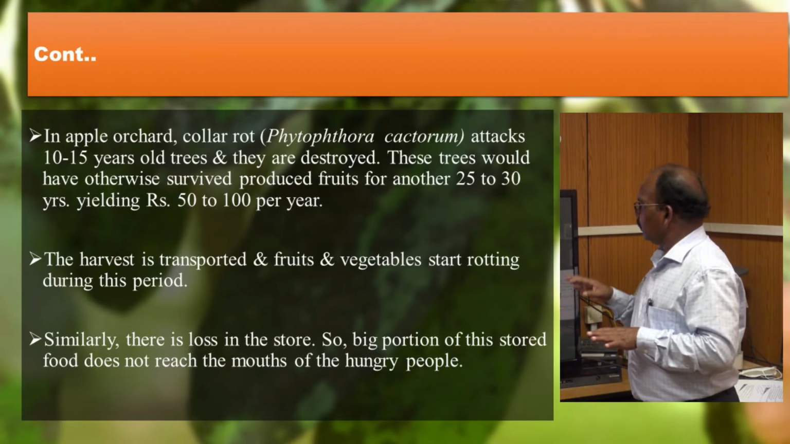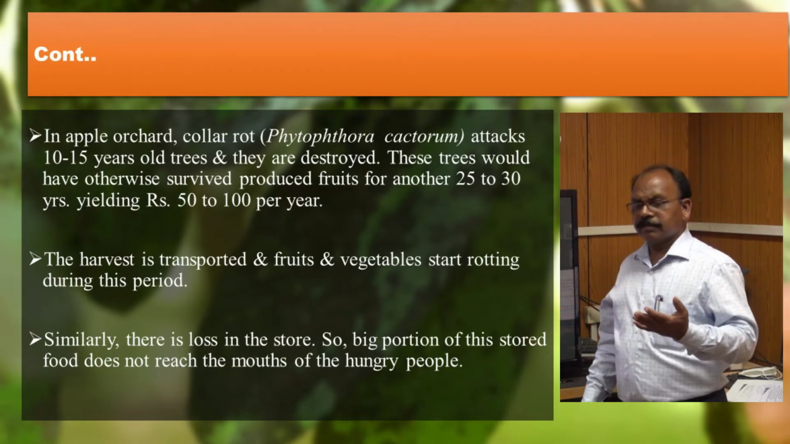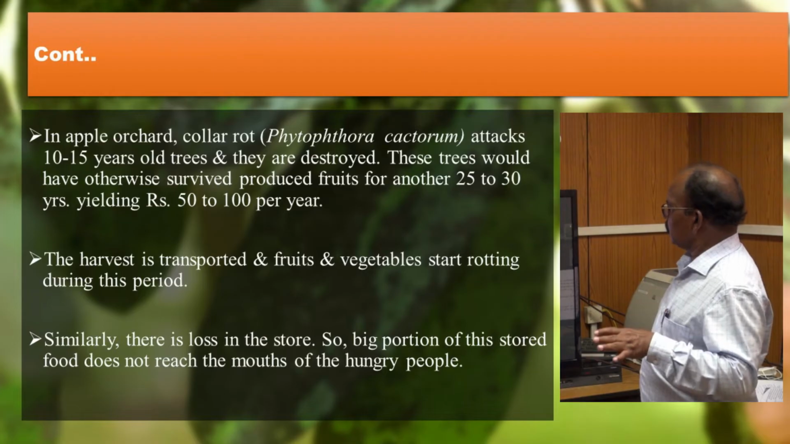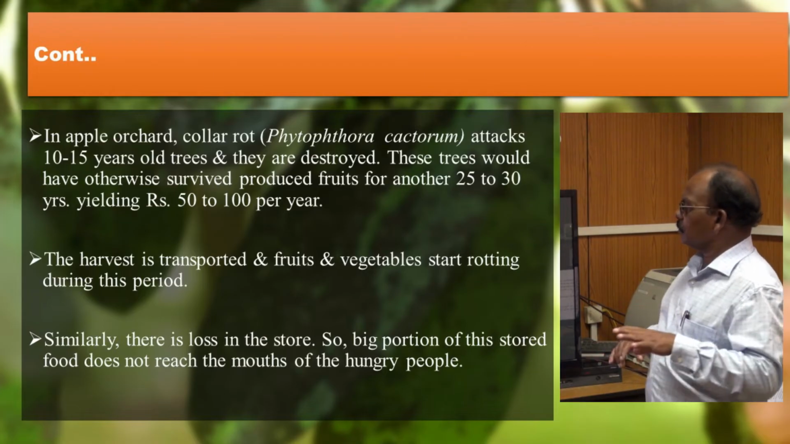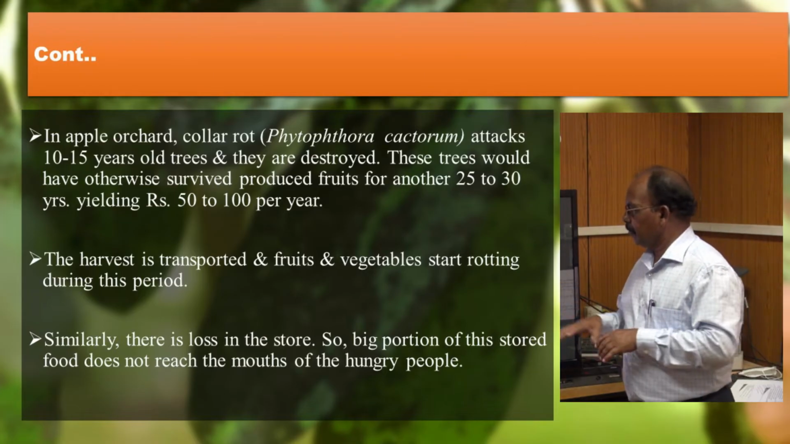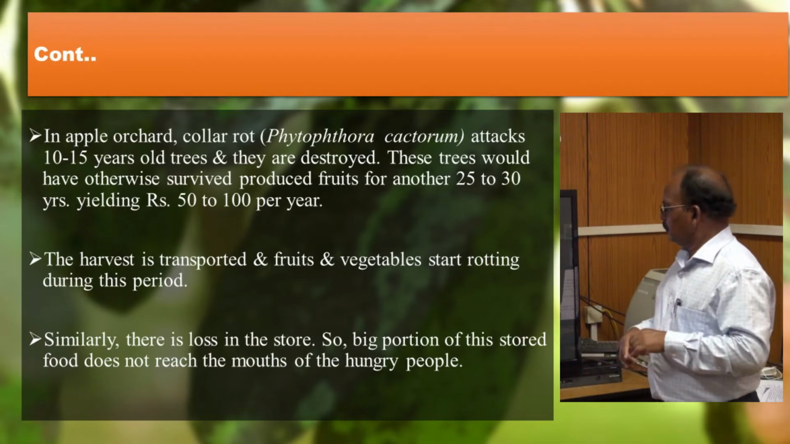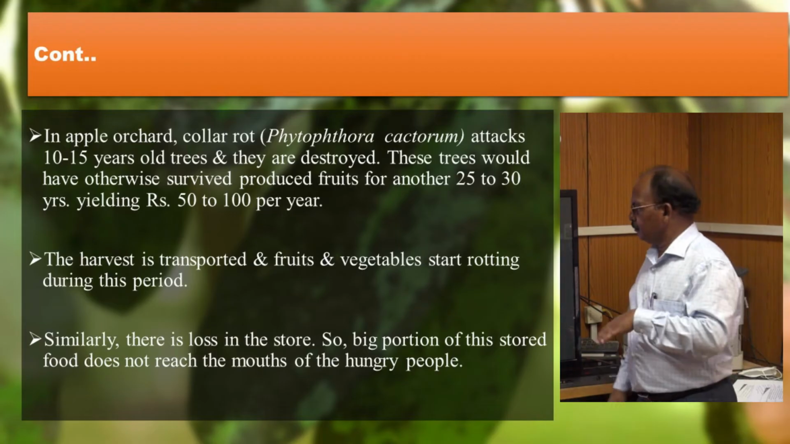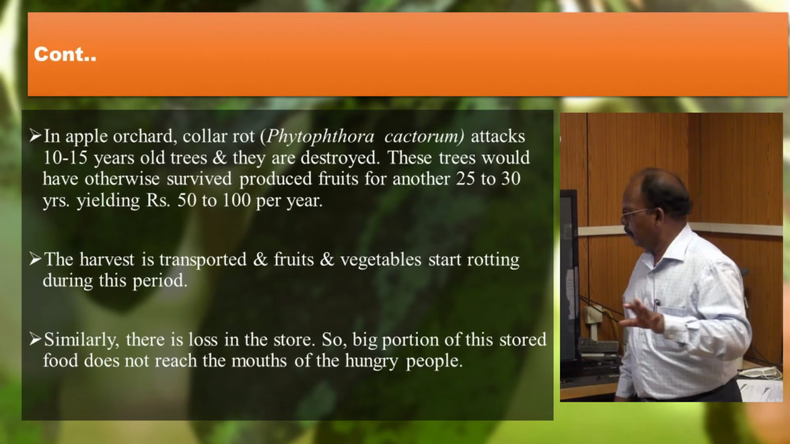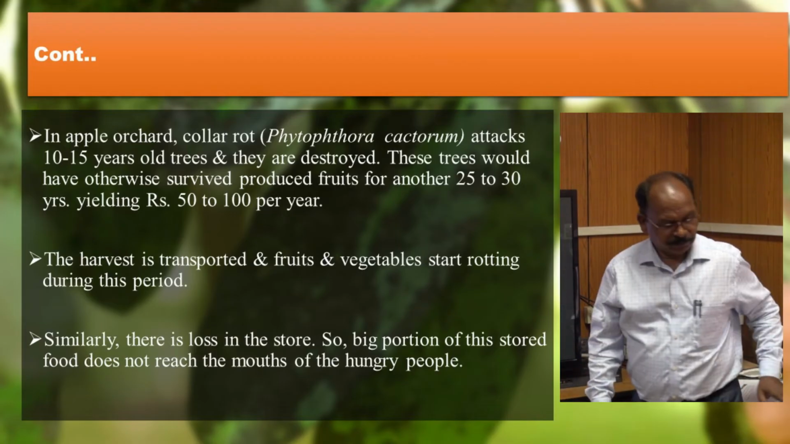The harvest is transported and fruits and vegetables start rotting during this transportation period. Similarly, there is a loss in the storage. So a big portion of this stored food does not reach the mouths of the hungry people.